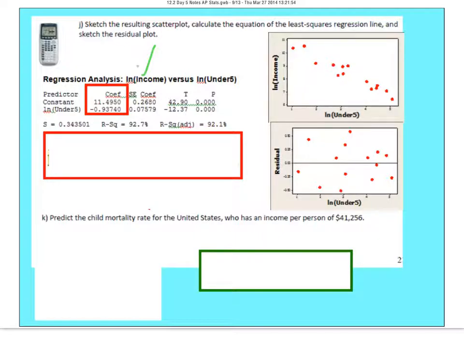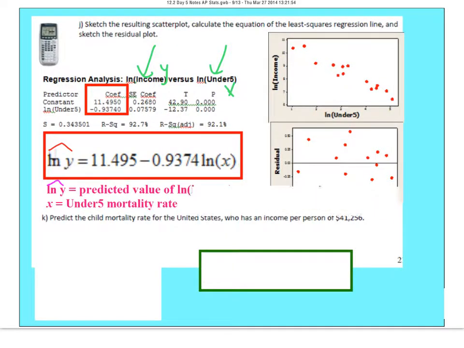They're telling us right here they did natural log of income and natural log of under 5. So that's the x and the y values. So we can tell they did a power model. Well, write the equation. Be careful. We're doing natural log of y hat. Here's my y-intercept and slope, and it's natural log of x. And I'm going to define those variables right here because you want to also do that. Keep them there.